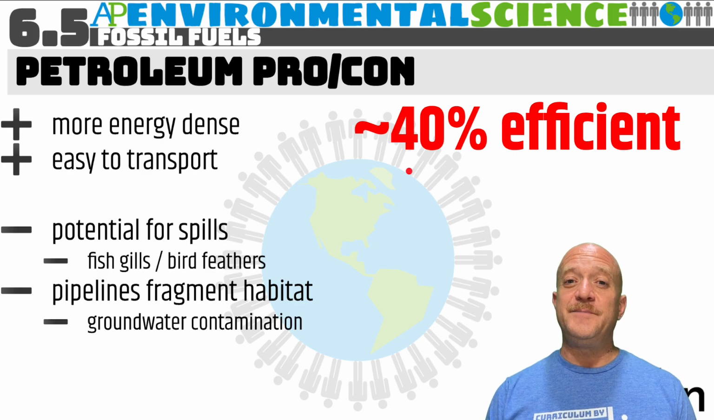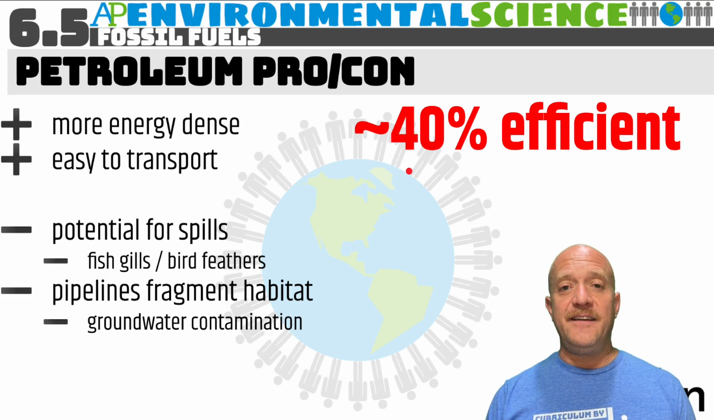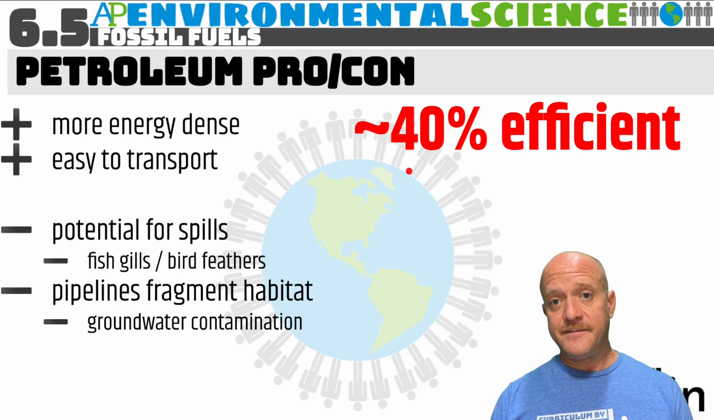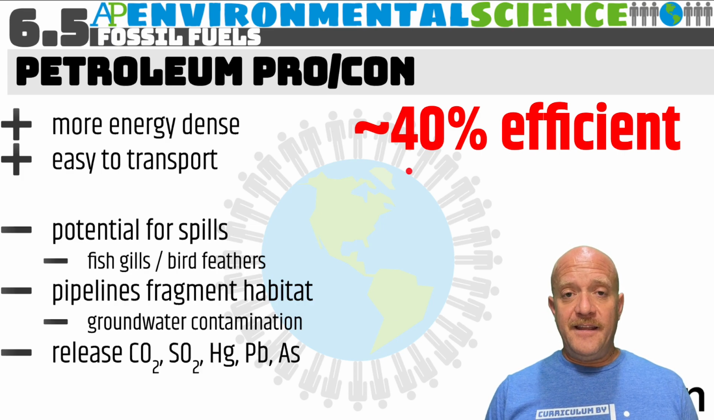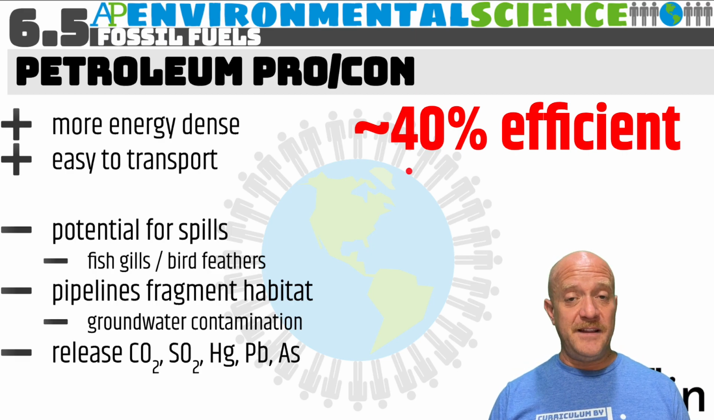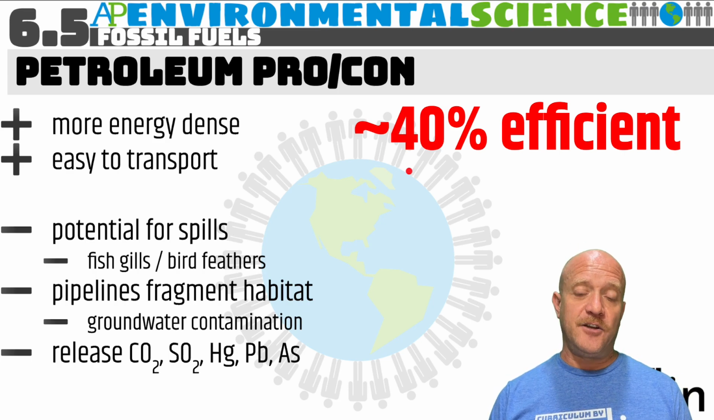Also, when you're constructing these pipelines to transport the coal, it can fragment the habitats greatly. And if anything spills, it can also contaminate the groundwater, which is a human impact. And finally, petroleum, not as much as coal, but it still does release pollutants. It releases carbon dioxide, like all fossil fuels, but it can also release sulfur dioxide, mercury, lead, and arsenic.